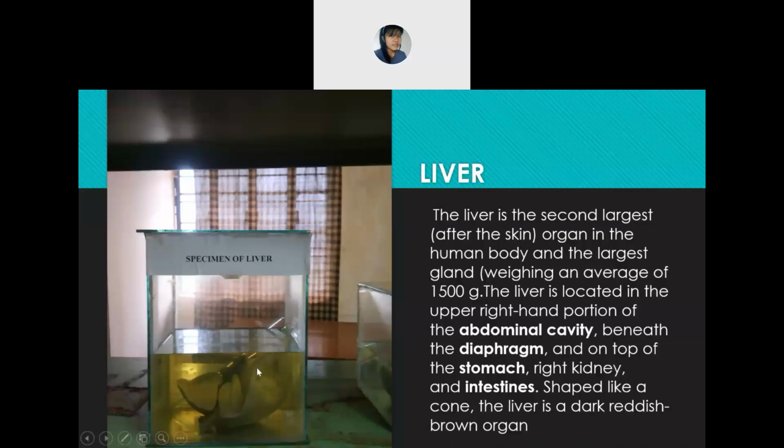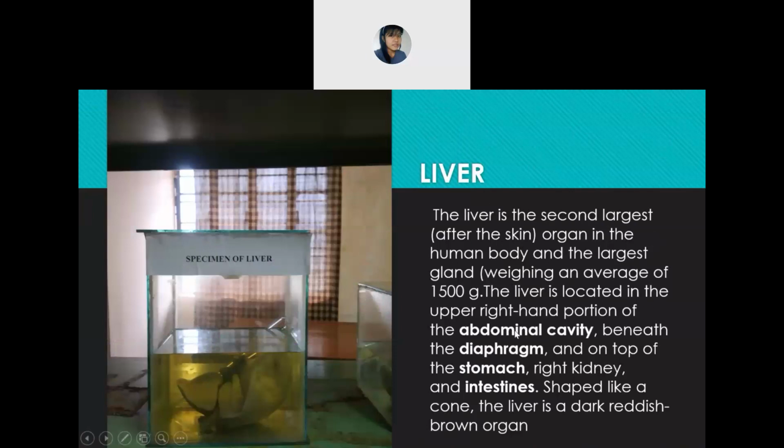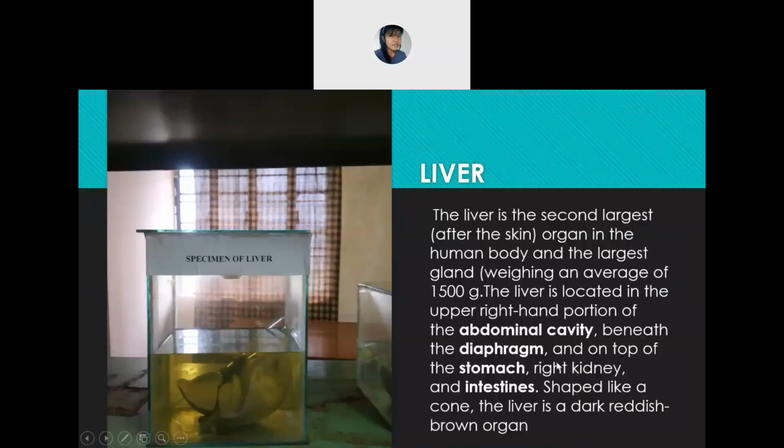Liver is the second largest organ in the human body, after the skin. What is the weight of your liver? It's 1,500 grams. It is located in the upper right hand portion of the abdominal cavity, at the upper side, in the right hand side. It is beneath the diaphragm, just downside of the diaphragm, at the top of the stomach. Somewhere here. I can't show you now, but it's located there.